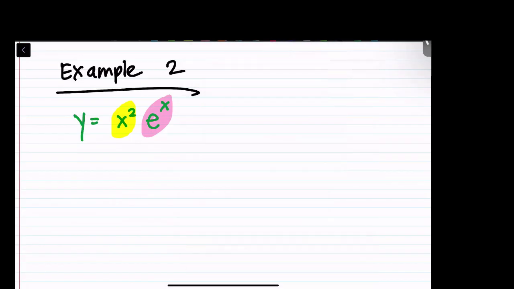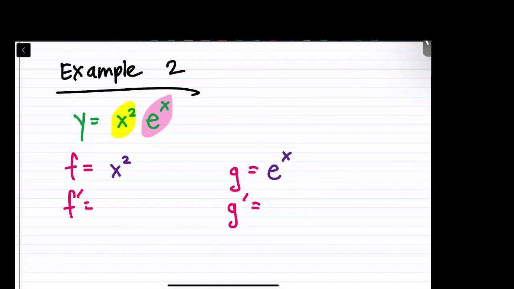So just like before, let's identify our f and g's and their respective derivatives. F being the first function, which is x squared, g being the second function, which is e to the x. Next, take the derivative of each. So the derivative of x squared is 2x. And now to find the derivative of e to the x, this is something you just have to memorize. So the derivative of e to the x is just e to the x.